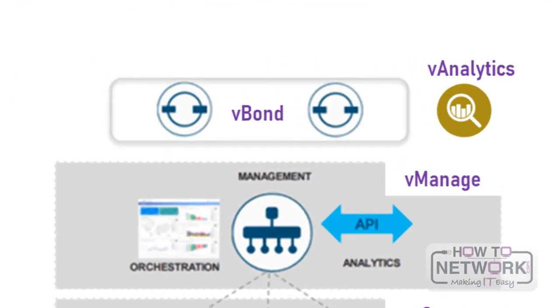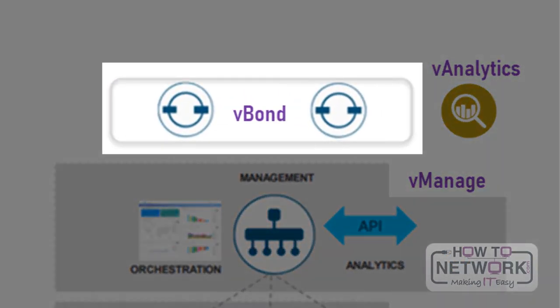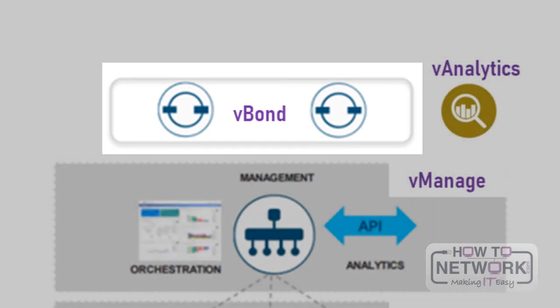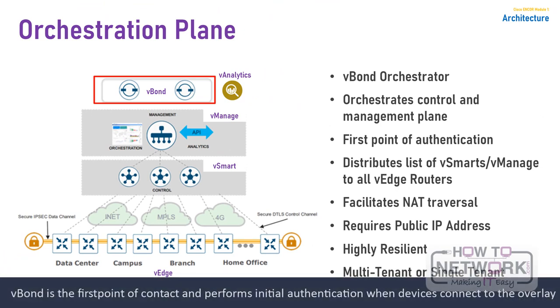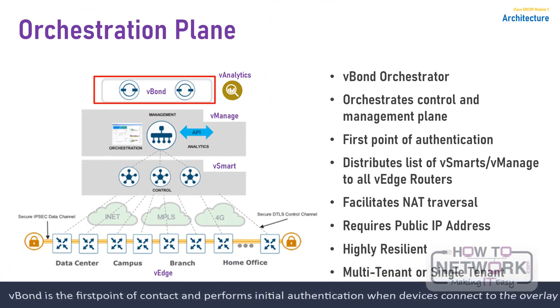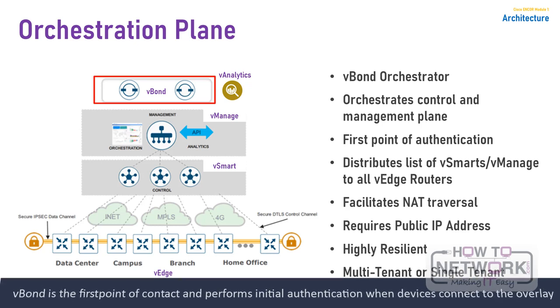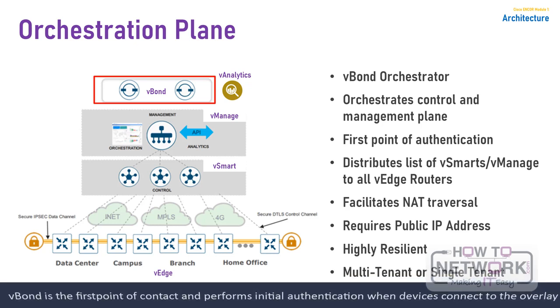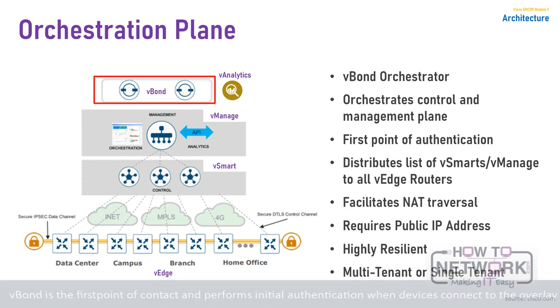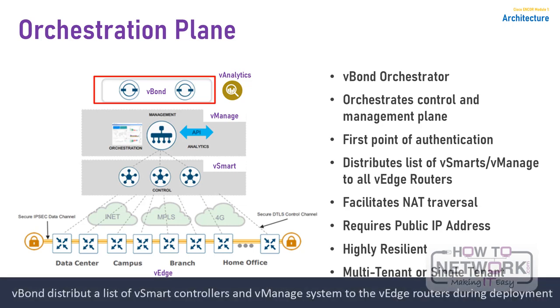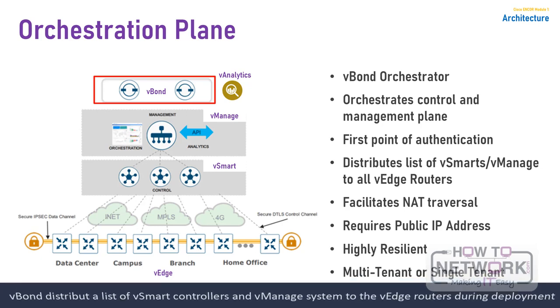The Cisco vBond Orchestrator is a multi-tenant element of the Cisco SD-WAN fabric. vBond is the first point of contact and performs initial authentication when devices are connecting to the organization overlay. vBond facilitates the mutual discovery of the control and management elements of the fabric by using a zero-trust, certificate-based allow list model. Cisco vBond automatically distributes a list of vSmart controllers and the vManage system to the vEdge routers during the deployment process.